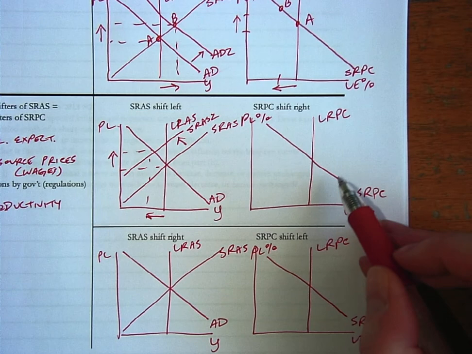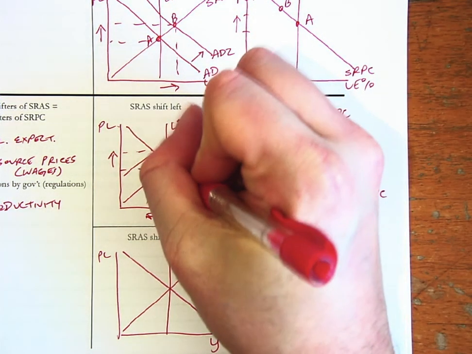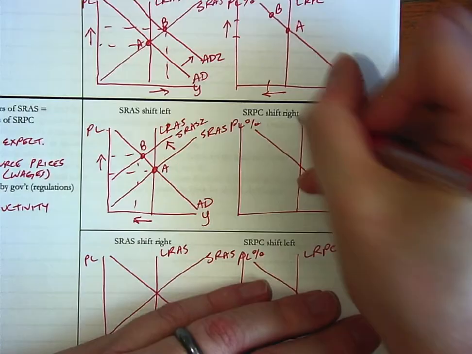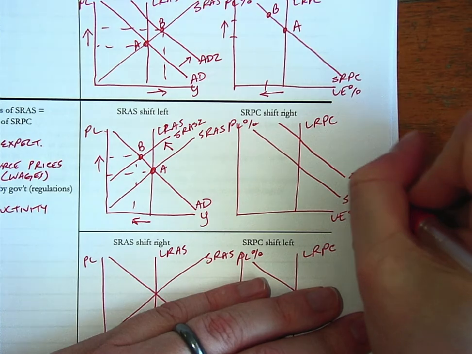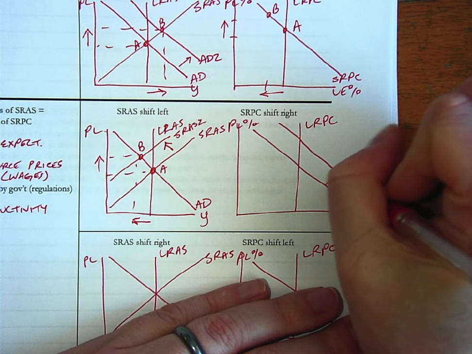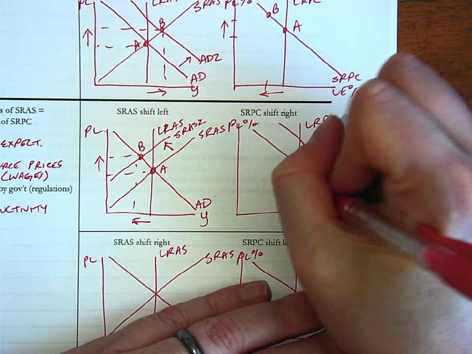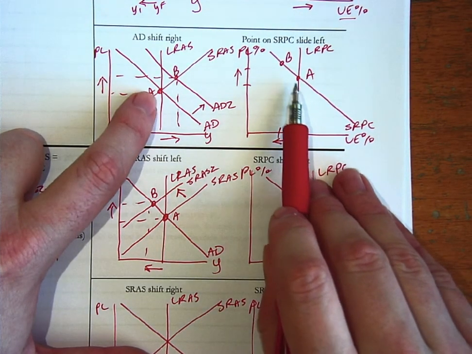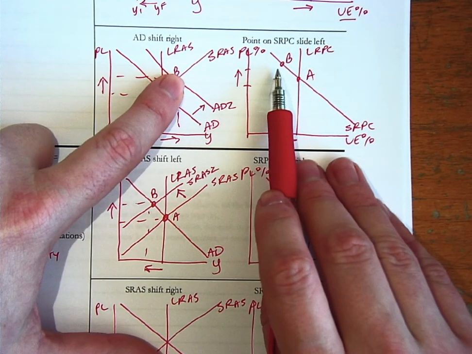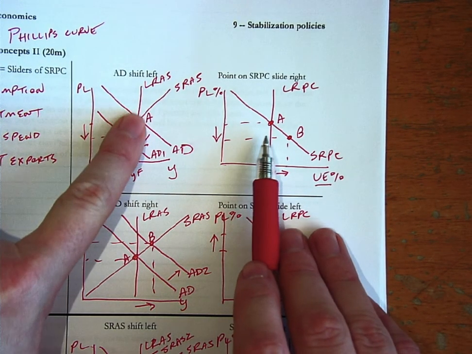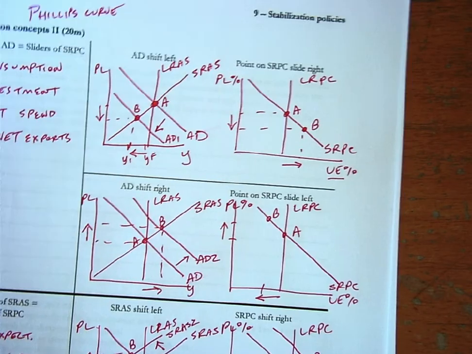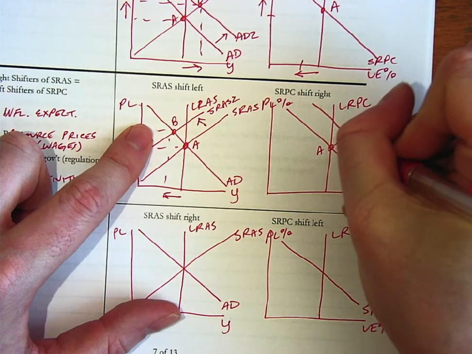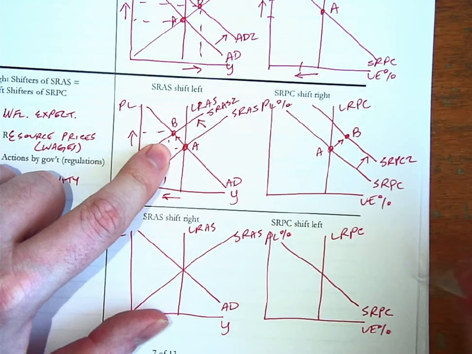Well, an important safety tip: we're not going to slide along the SRPC. We're going to have a whole new SRPC, and it's going to shift to the right. And so we can observe the same thing that happened up here. Notice that the A and the B moved opposite. Here the A and the B moved diagonally opposite from each other. Likewise, they're moving diagonally opposite here.